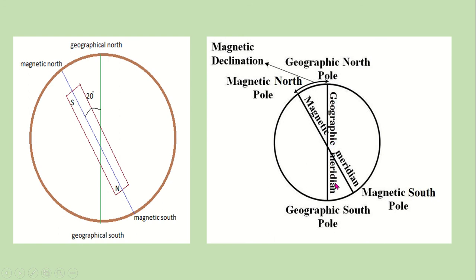Look, this is geographic meridian. If we consider a plane passing vertically through this geographic axis, it is known as geographic meridian, and if a plane passes through this magnetic axis, then that is known as magnetic meridian. So look here, we can see between geographic meridian and magnetic meridian there is an angle. Though the angle is very small, we can see there is an angle, and that is known as declination.